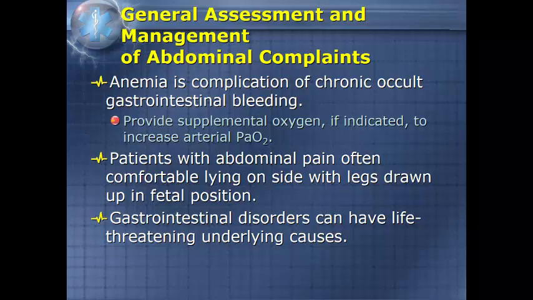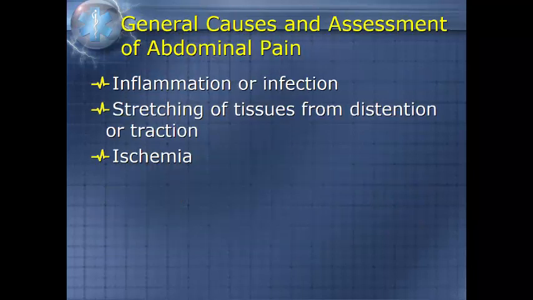All right. With your abdominal pain patients, typically they're going to be a little more comfortable lying on their sides with their legs drawn up, kind of in a fetal position, curled up. The reason for this is it's going to release some of that pressure, that tension of the abdominal muscles on the abdominal wall, which can ease some of that pain. So if you can secure them with their seat belts in that position, let them, if there's no other reason not to, let them have that positioning if at all possible to minimize any pain and discomfort for them. Some of the things that can cause some problem: inflammation or infection, stretching of the tissues from distension.